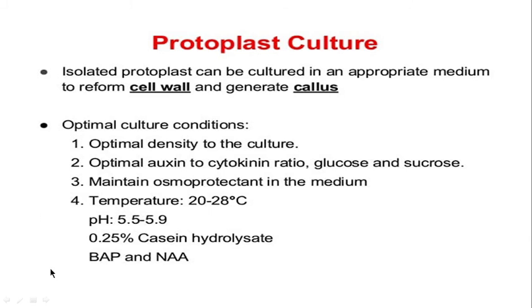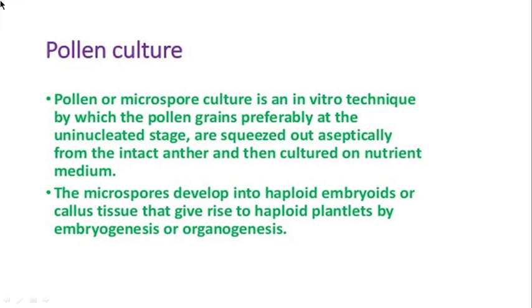So all these are the conditions, and the protoplast which is isolated is placed in hypertonic solution, then it is transferred into the culture medium. When it is transferred into culture medium, it will form a cell wall and it will generate a callus, and regeneration of plant will take place from that protoplast culture. Now the last one is the pollen culture.